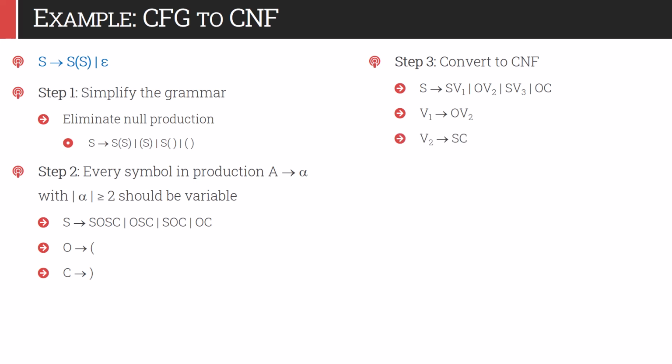The second production of S is S derives OSC. We already know that SC is derived by V2. So we can directly write it as O V2. The third production of S is S derives SOC. It has three symbols. So OC we have to replace by some variable. Consider it as V3. So we have to add one more variable. V3 derives OC. So all productions of S are in CNF form. The remaining two productions are already in CNF because each variable derives exactly one terminal symbol. So this grammar is in CNF form.